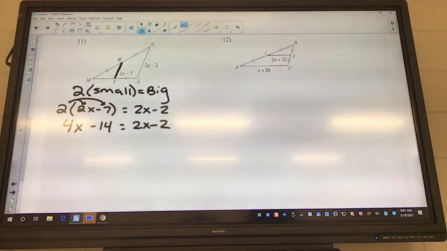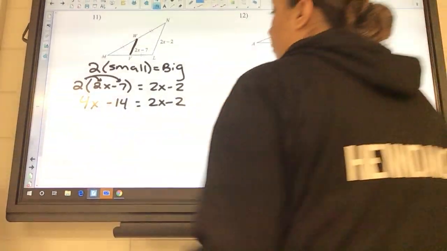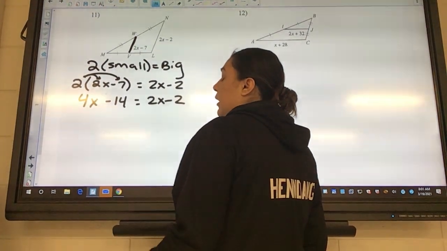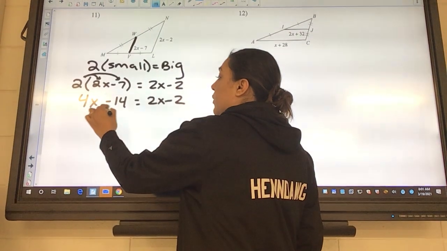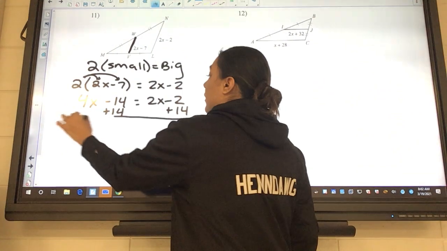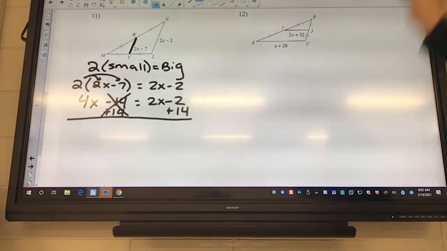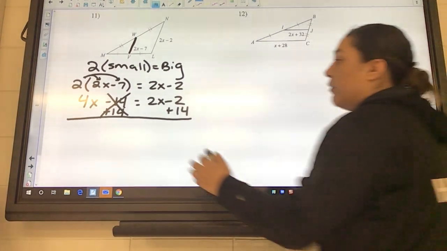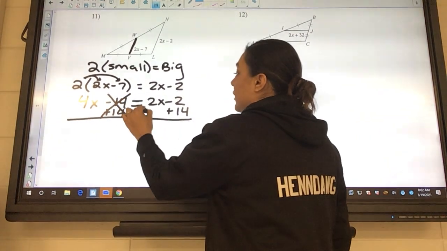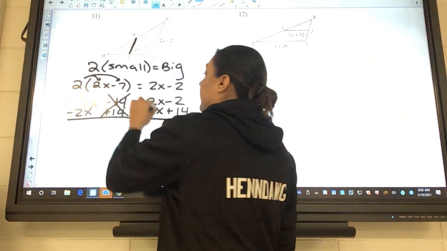Okay, and so we know that our letters need to go on the left, our numbers need to go on the right. So 4x is a letter, so it's going to stay. So we're going to move the 14. Okay, and what else needs moved? You should have a big X on both sides of that equal sign. Okay, well, this 2x needs moved. So you're going to say minus 2x, minus 2x.